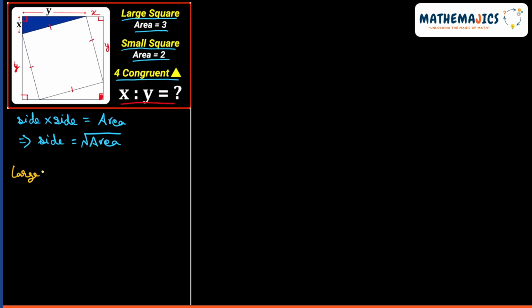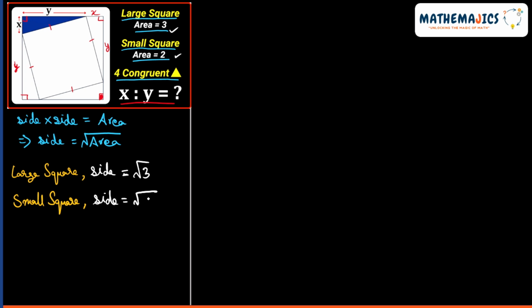Larger square. What will be the side? Side will be square root of 3, which is root 3. This will be the side of the large square. What will be the side of the small square? Let's see. The side of the small square will be the square root of area, that is square root of 2. Okay. Now this is the basic that we have written.